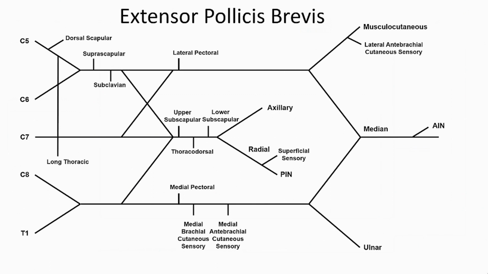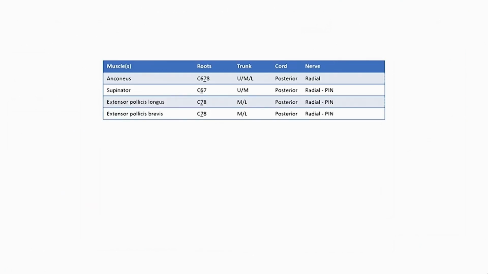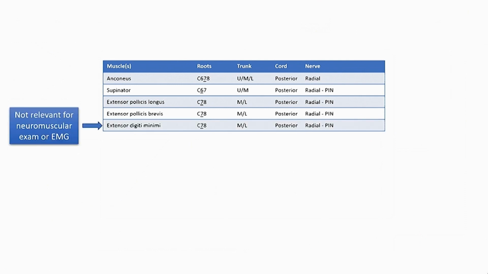Extensor pollicis brevis, C7 and 8, middle and lower trunks, posterior cord, radial nerve, posterior interosseous nerve branch, primarily a C7 muscle. The extensor digiti minimi, also primarily a C7 muscle. Again, this one really can't be tested on bedside or via EMG.